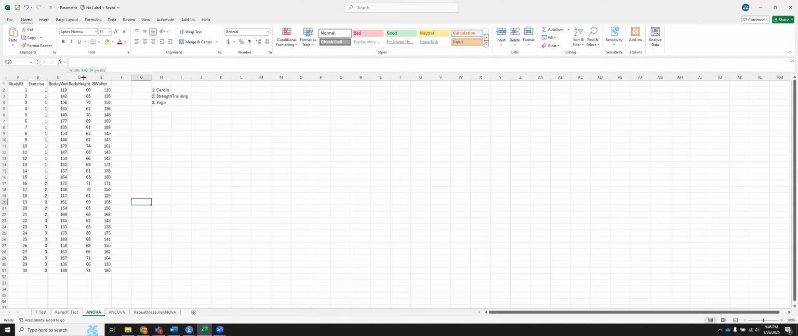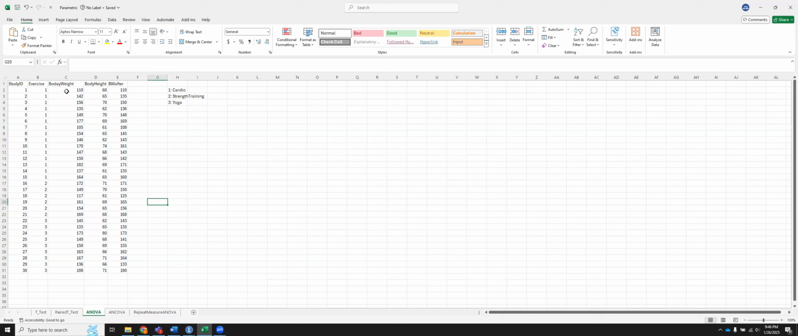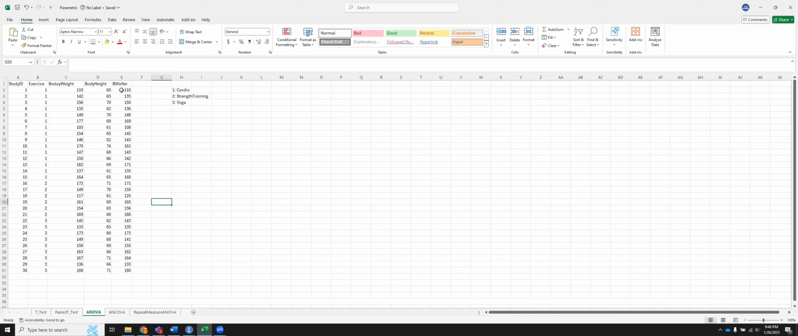We collect their body weight at the baseline level and also their body height. We also measure their body weight after the training for a certain time period. Then of course the difference of these two would be the body weight loss, right?